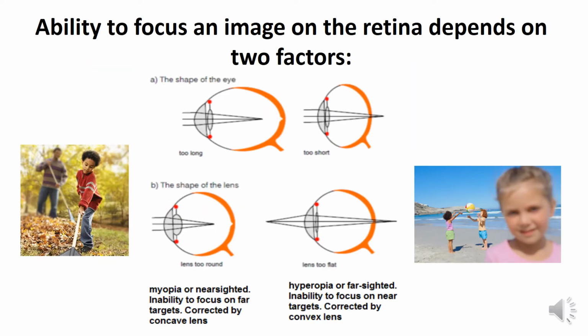Two important factors that determine the ability of the eye to focus the seen image on the retina are the length of the eyeball and the strength or the curvature of the lens, the degree of convexity. Changes in these factors lead to error of refraction, and we have 2 types of error of refraction in this regard.